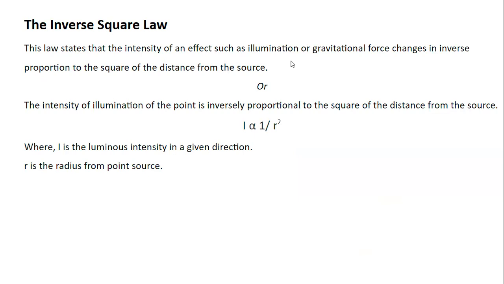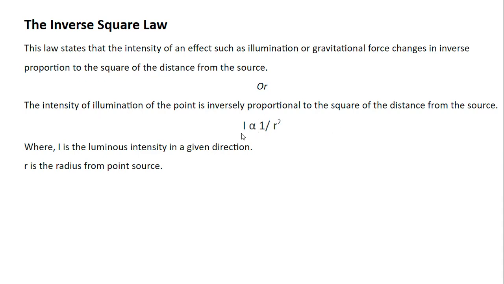It says that the intensity of any source, whether it is illumination of light or gravitational force, is going to be decreased as you go away from that source, with the square of the distance, right? So in other terms, the intensity of illumination at a point is inversely proportional to the square of the distance from the source.